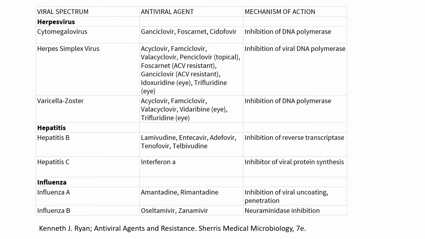For the influenza viruses, influenza A and influenza B. Influenza A, amantadine and rimantadine, but unfortunately, because of resistance, some guidelines, including the CDC guidelines, are not recommending them anymore. They inhibit the viral uncoating, as we have said before. For influenza B, we have oseltamivir and zanamivir, and they are release inhibitors, neuraminidase inhibitors.